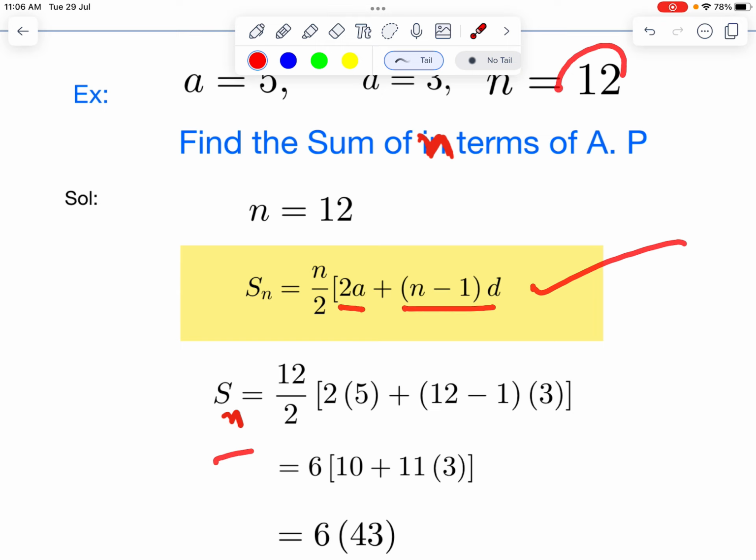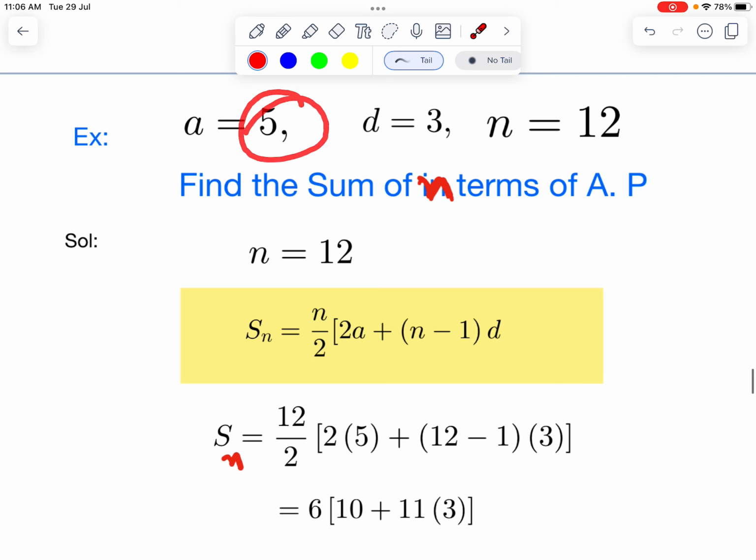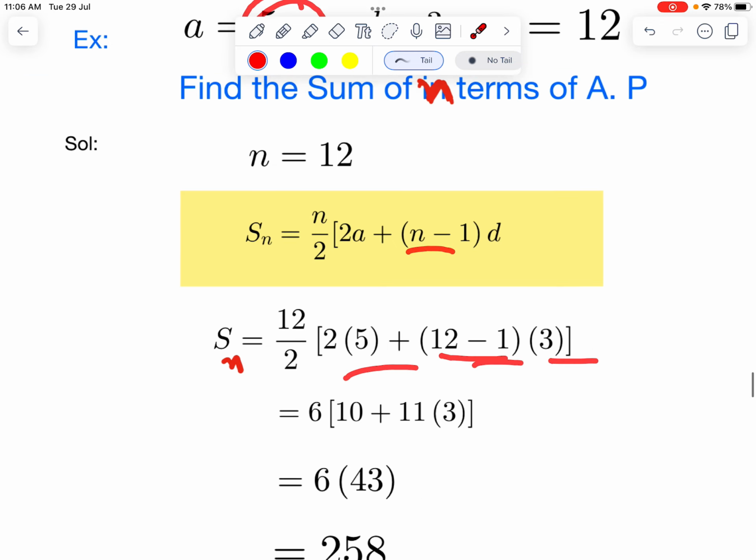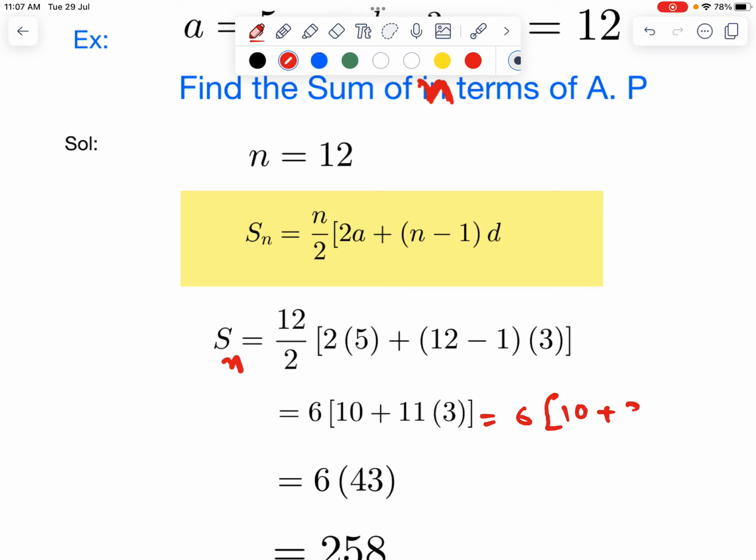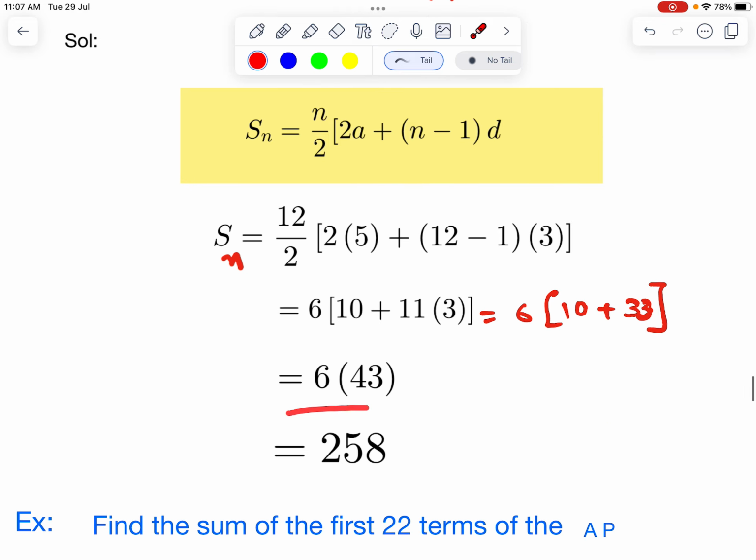Sn is equal to 12 by 2 into 2 into a, the value of a, 5, plus n minus 1, 12 minus 1 into 3. That is equal to 6 into 2 fives are 10 plus 11 into 3, 33. Therefore, that is equal to 6 into 10 plus 33. Therefore, 33 plus 10, that is equal to 43. Therefore, 6 into 43. Therefore, answer is 258.